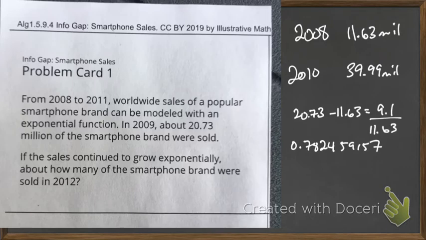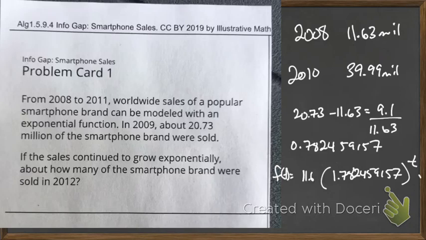So what percent's no change? 1, which is 100%. So my growth factor, which is what it asks for, is 1.782459157. I think you guys may not have the right answer. And it started at 11.63. Maybe a typo. So that's what I've got down.